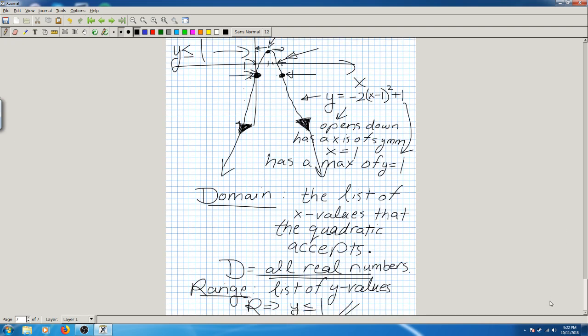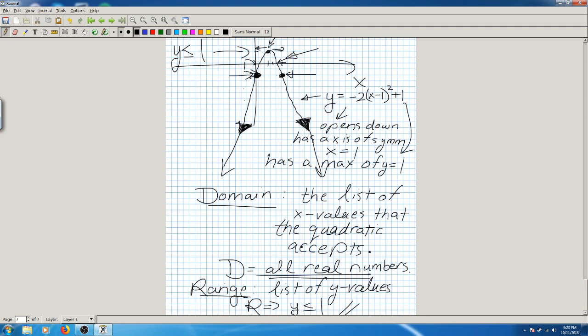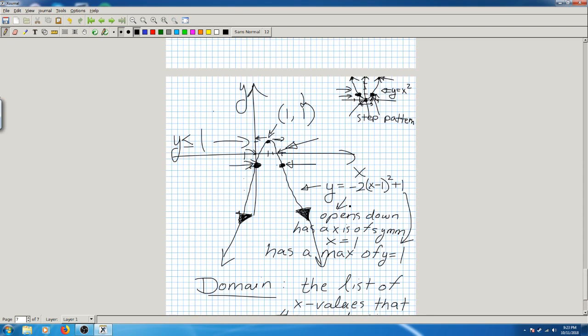Then we ended up talking about domain and range. This is just the list of x values. Keep in mind that the domain of a quadratic is always going to be all real numbers, meaning all values of x. It's always going to cover all of them, unless it's like a real world word problem or something like that. For example, if you've got a quadratic that has to do with time, time's not going to be negative, so you'd exclude negative values of t or x. But the range is going to always be limited by the actual maximum or minimum values. So in this case, the maximum value for y was going to be 1 based on the vertex. And so I'd say y is less than or equal to 1.